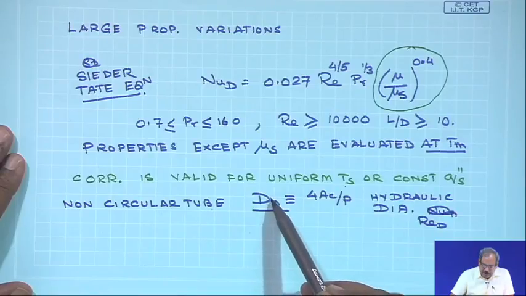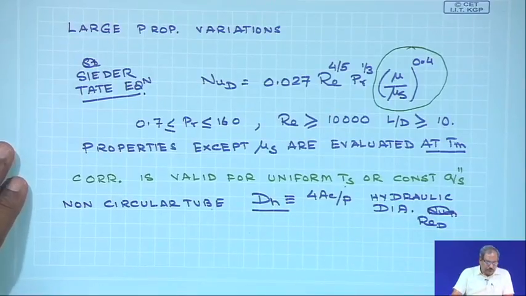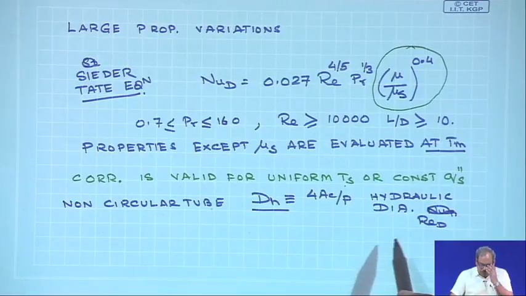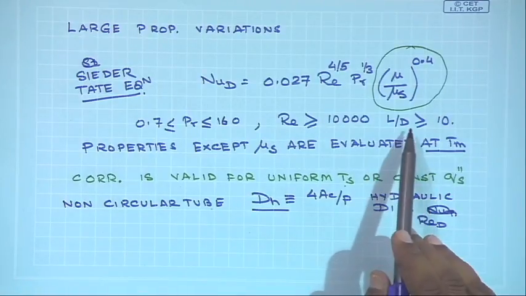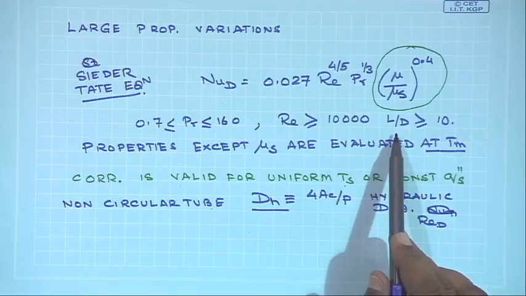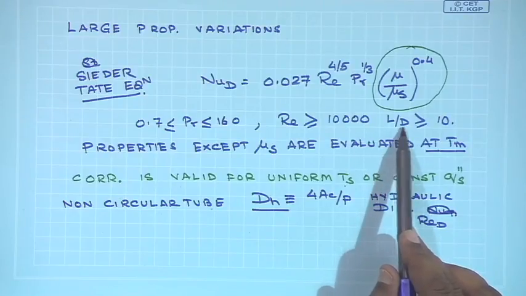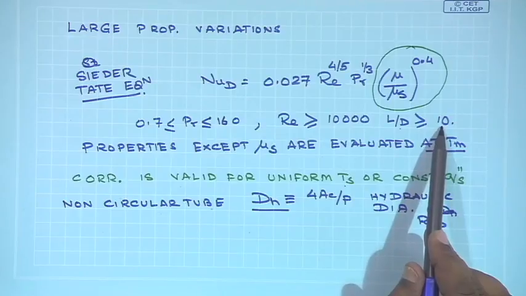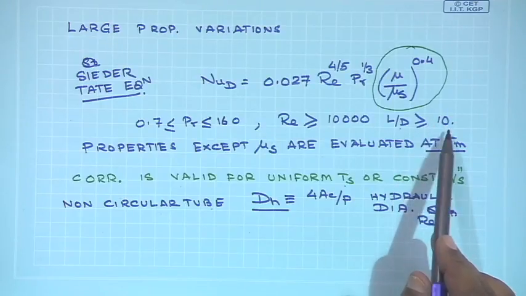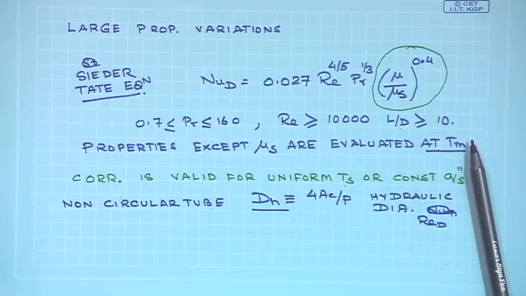Now, one thing I would also like to bring to your notice in the case of the Sieder-Tate equation or the Dittus-Boelter equation is that this L by D is taken to be greater than 10. That means the flow is fully developed, but there would be situations in which the length of the pipe is such that the entrance region is not insignificant.